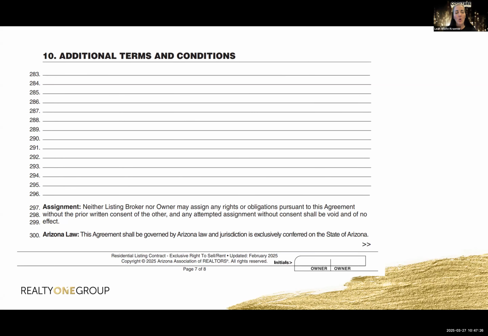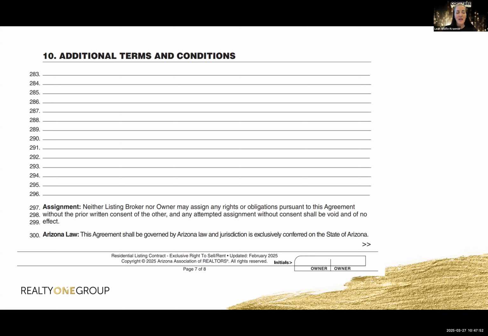Assignment: neither listing broker nor owner may assign any rights or obligations pursuant to this agreement without the prior consent of the other, and any attempted assignment without consent shall be void and of no effect. So this has nothing to do with the purchase contract and buyers assigning their rights. This is exclusively between us. An assignment would be rare anyway, but ultimately we're just saying, like everything else in here, it's a bilateral agreement. You have to have the buy-in for that.